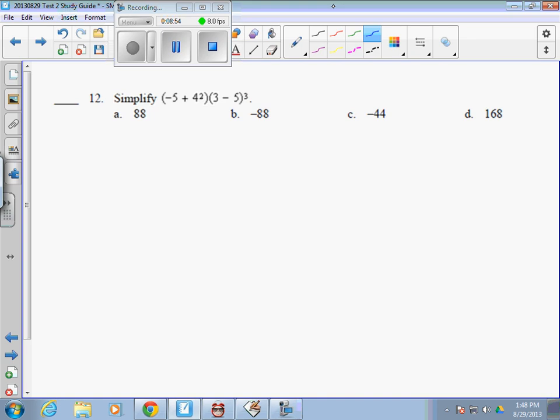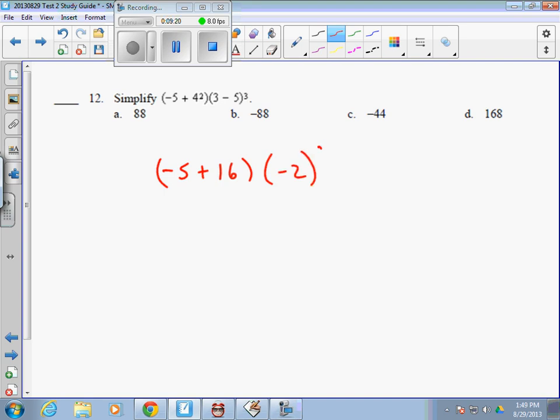Number 12 says simplify (negative 5 plus 4 squared) times (3 minus 5) cubed. Do what's inside parentheses first. And while you're inside parentheses, you still follow your order of operations. So negative 5 plus 4 squared becomes negative 5 plus 4 times 4, which is 16. Then do what's inside parentheses on the second set of parentheses. 3 minus 5 is negative 2.